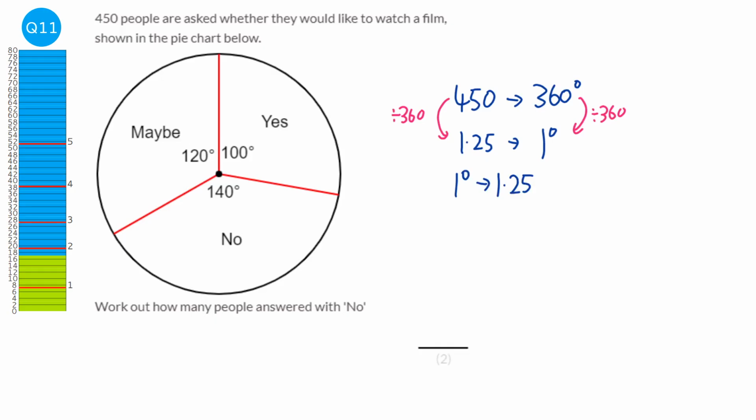Okay, and we're asked to find how many people answered no, which is 140 degrees. So we want to find out what 140 degrees is. So we obviously need to times that by 140. And we're going to times the other side by 140 as well. And when we do that, we get 175. So it'd be 175 people said no.